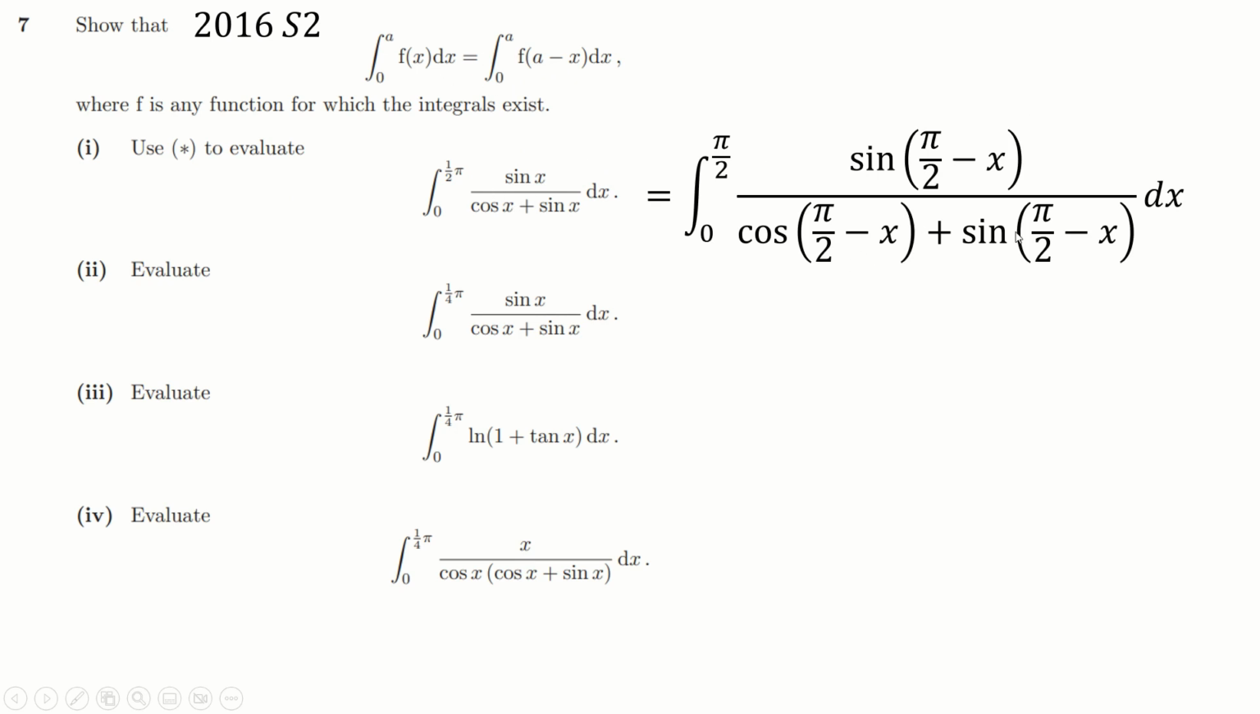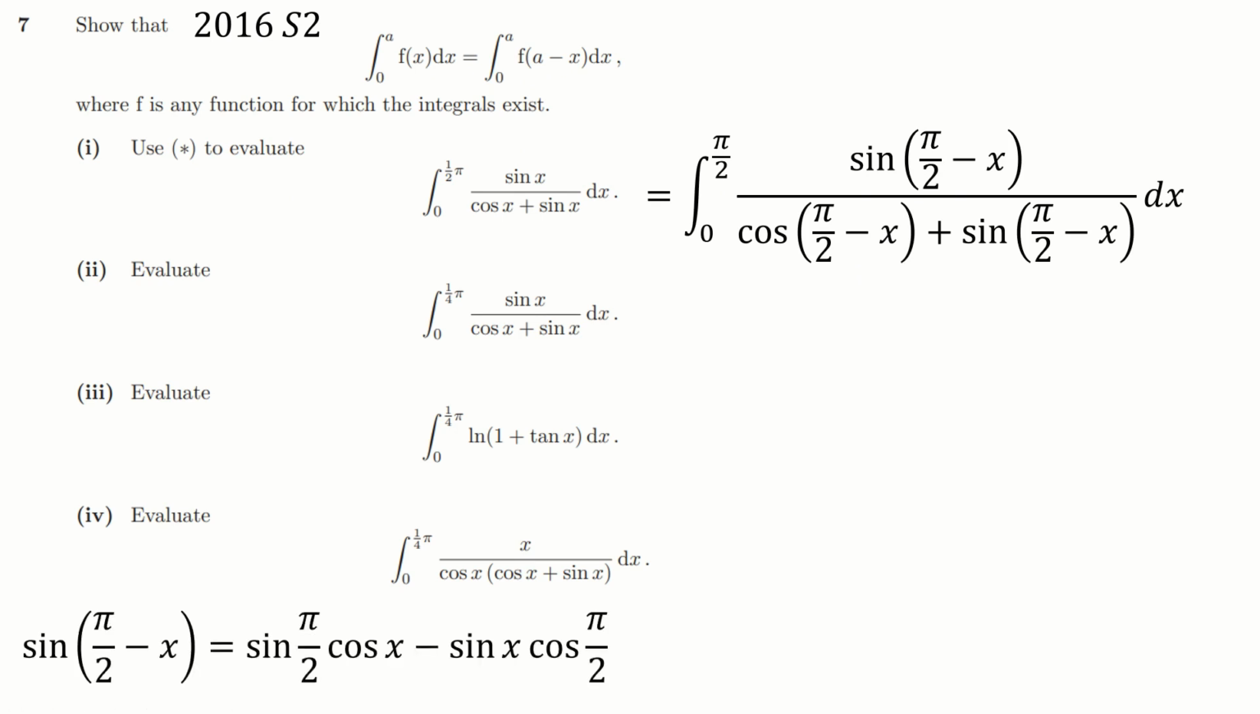So okay, we've got some compound angles to do here. Sine is the one that goes sine cos minus sine cos, if there's a minus here. So it looks like this. Sine pi over 2 is 1, and cos pi over 2 is 0. So this just makes cos of x.